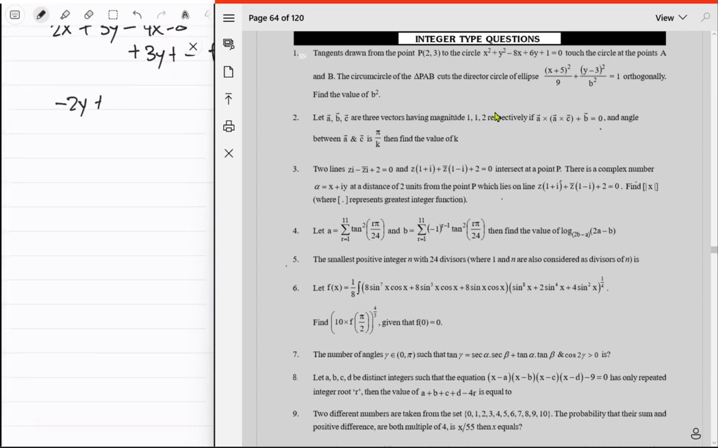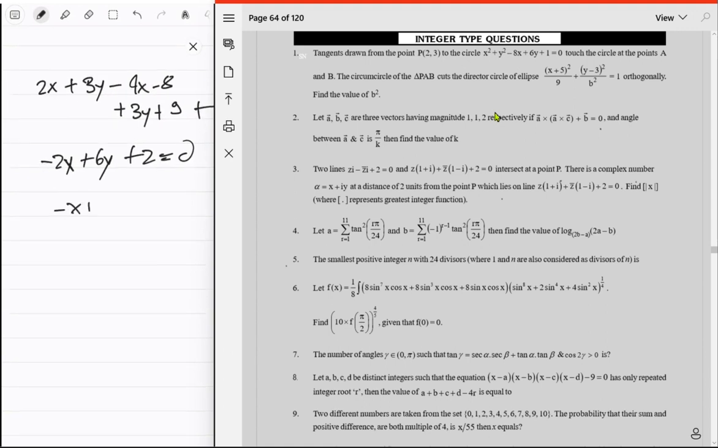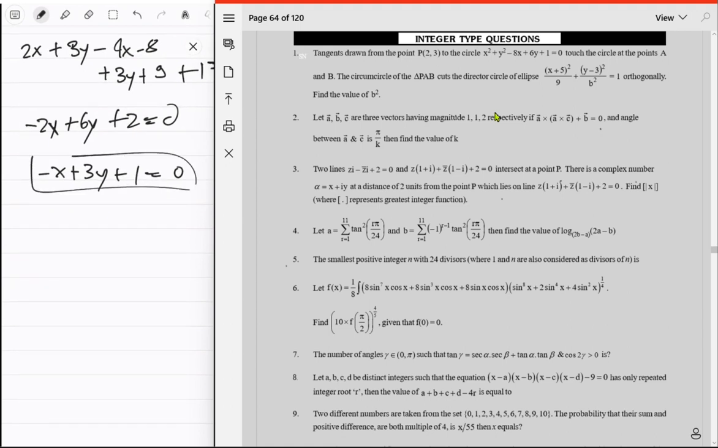negative 2x plus 6y plus 1 plus 1, which is 2, equal to 0. So it's like what? Oh, it should be negative 2x, right? Yeah, which means negative x plus 3y plus 1 equals 0. Okay, so the points have to satisfy this, and at the same time satisfy the other thing, right? Okay, interesting. So now what? Just use this somehow. Negative x plus 3y is here.